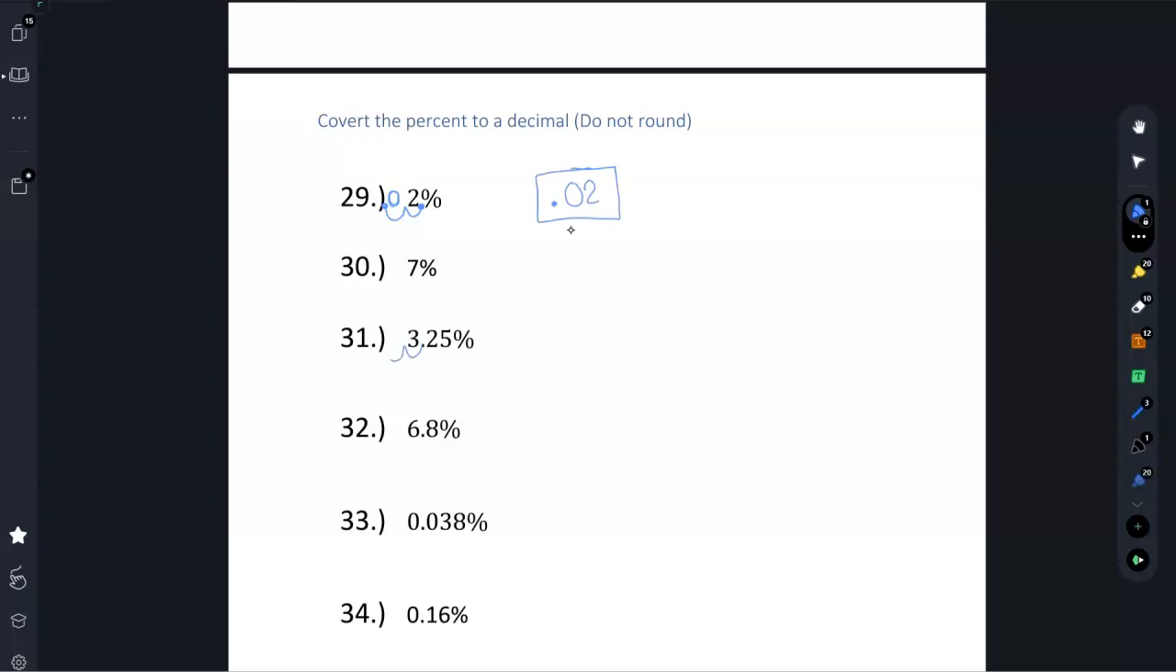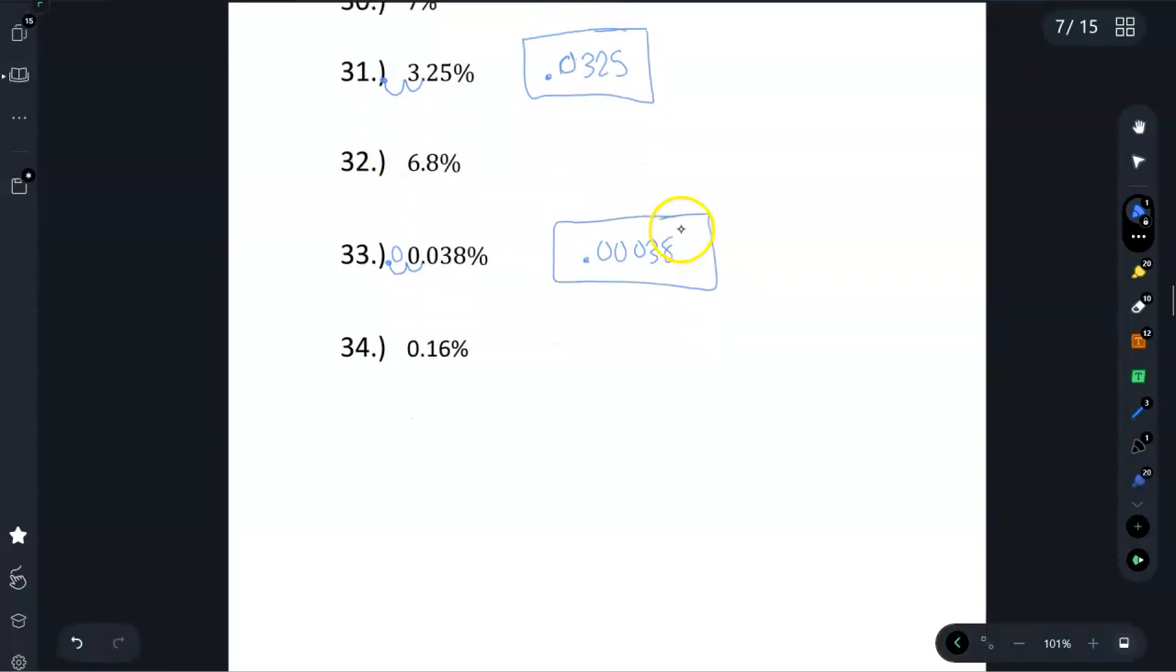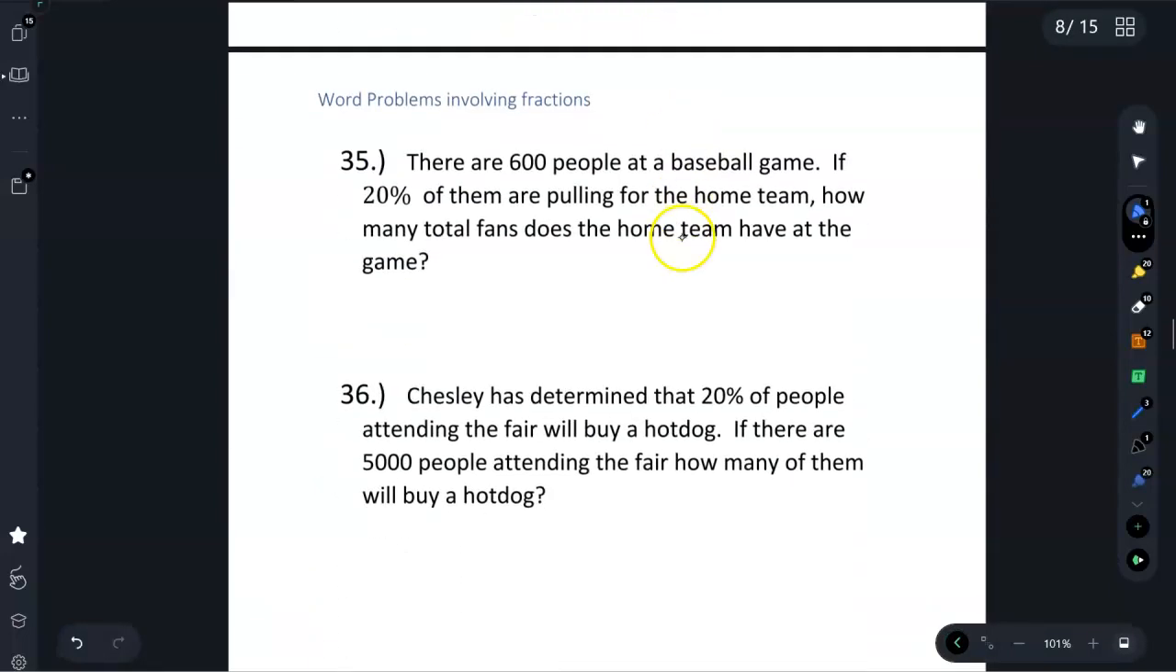Same with this one, 2 times to the left, so that would be 0.0325, and once again, it's not a percent anymore, it's a decimal. 33, 1, 2, so that gives me 0.00038 as my decimal. So to go from a percent to a decimal, we're moving the decimal place 2 times to the left. Very similar to the word problems we just did.